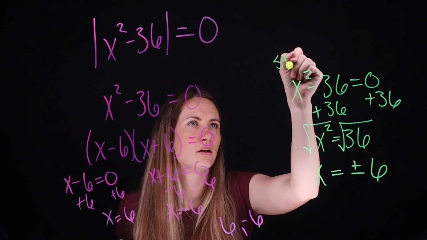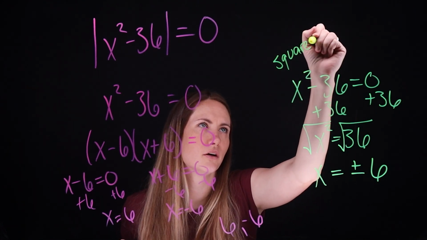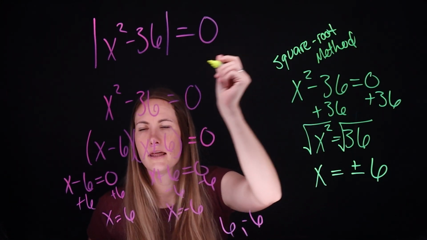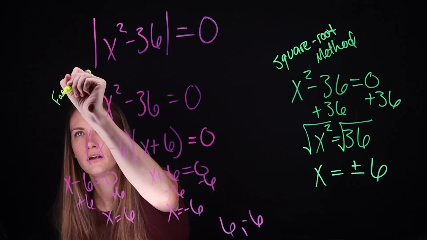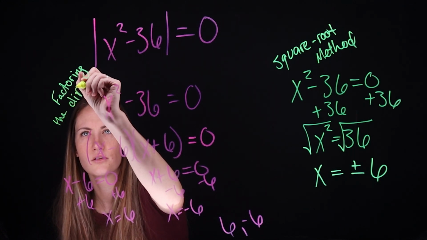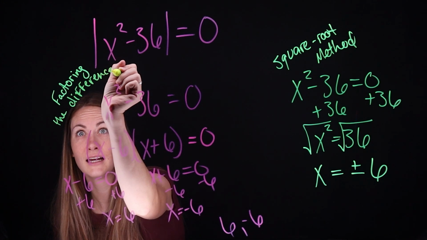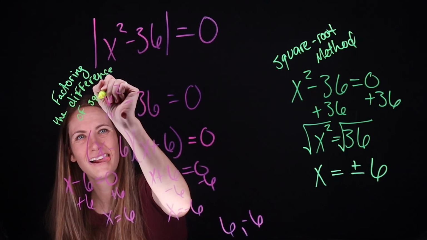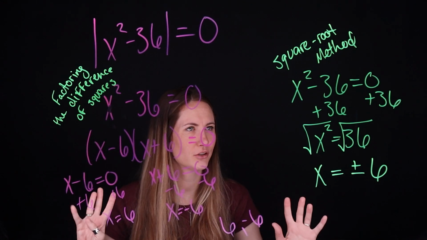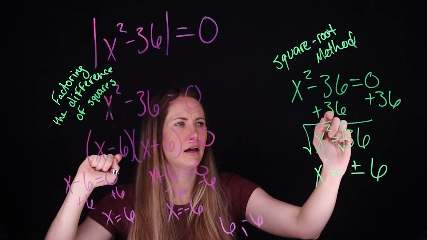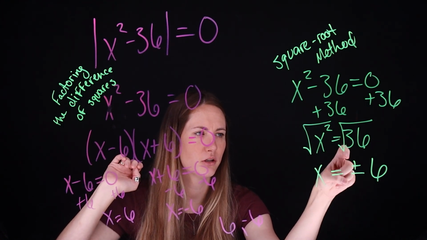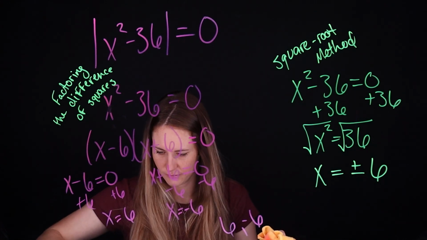So this is our square root method, and this is factoring the difference of squares. Okay, kind of messed that up, but there's your 2 different methods on this. I know a lot of people find the square root method easier. You just have to remember to do positive and negative. But continuing.